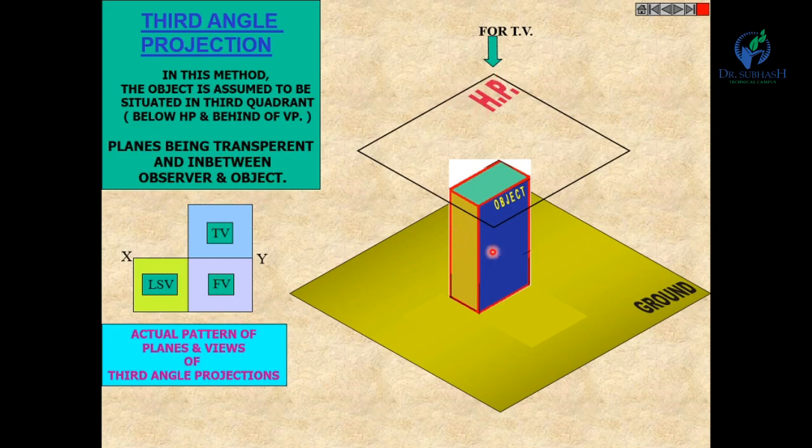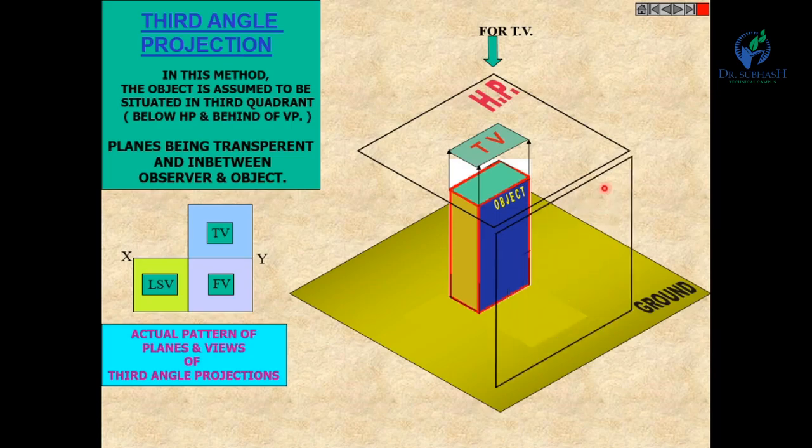So how can you see this object if this plane is transparent? That's why it is written here: the planes being transparent. Now the projection looking from the top is on HP, so this view is known as the top view.